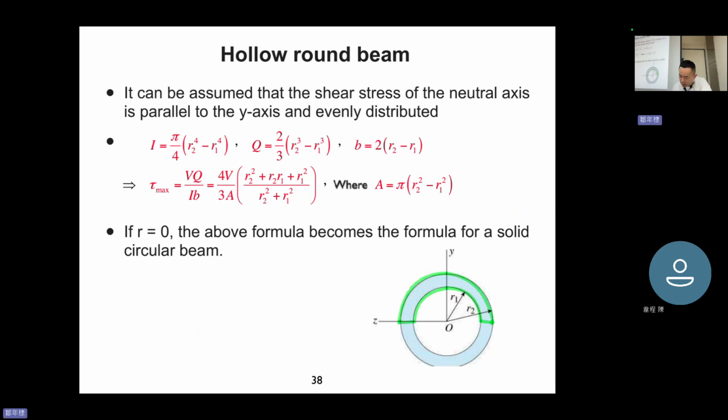Okay, so this is the shaded area, and this is the centroid. And we are going to calculate the shear stress at this. Okay. So after you've done this, you substitute r equal to 0, you will get a solid circular beam. All right. Well, it's not really important. I just want you to know circular beam can also be applied to our shear formula.